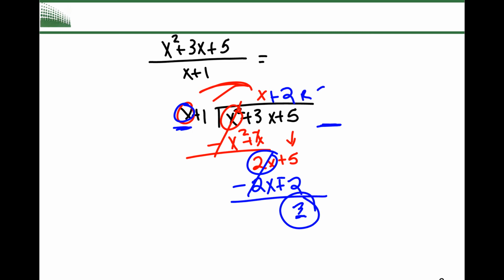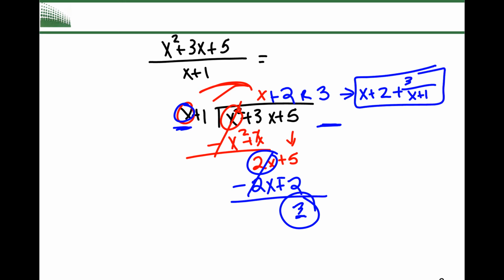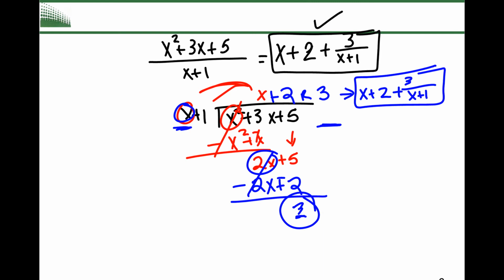So we don't say remainder of 3. We say x plus 2 plus, you take your remainder 3 and put it over what you're dividing by, x plus 1. And that would be your answer. So x squared plus 3x plus 5 over x plus 1, that's equal to x plus 2 plus 3 over x plus 1. And that would be your answer that you would need to type in. So be careful with that. If you get a remainder, you do need to take your remainder and put it over what you were dividing by.